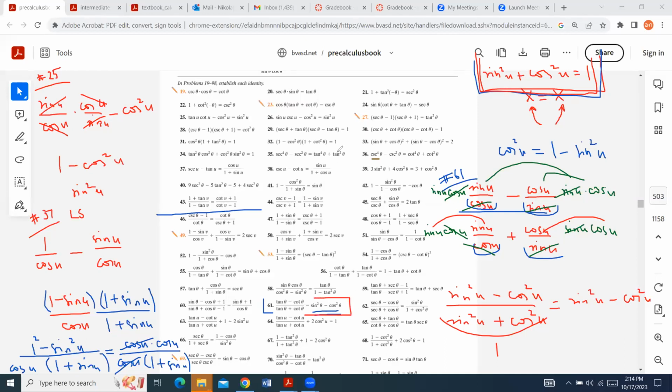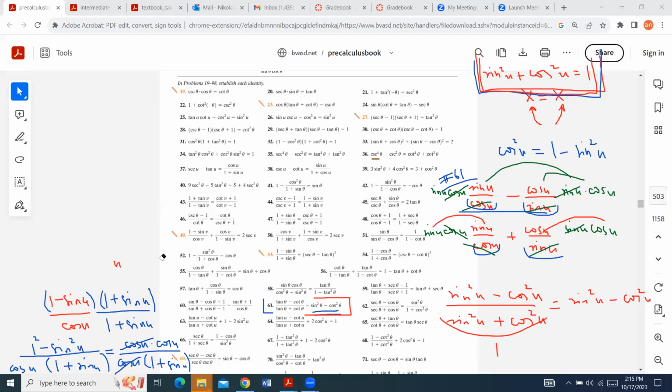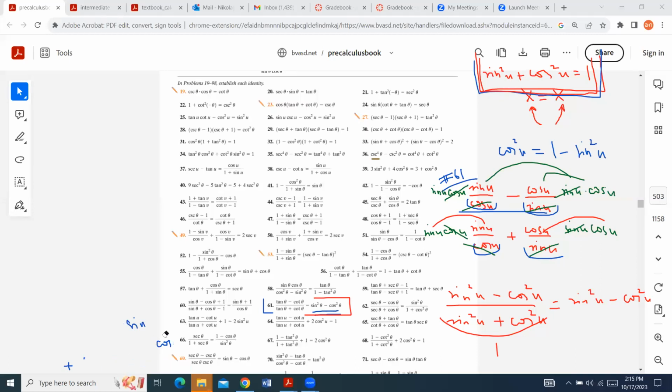So whenever you do these problems, always keep your goal in mind. And the goal is the right side. So you just keep checking what's on the right side and try to produce an expression as close as possible to it. So we can do another one.